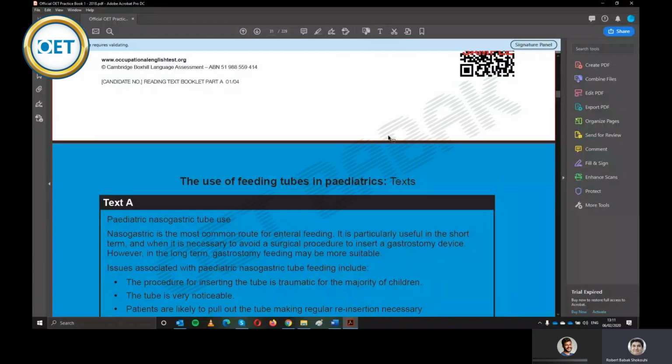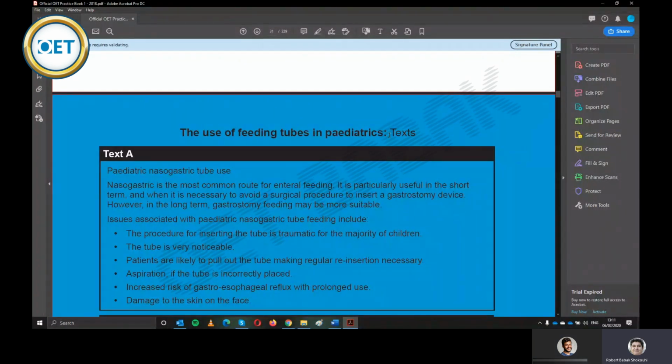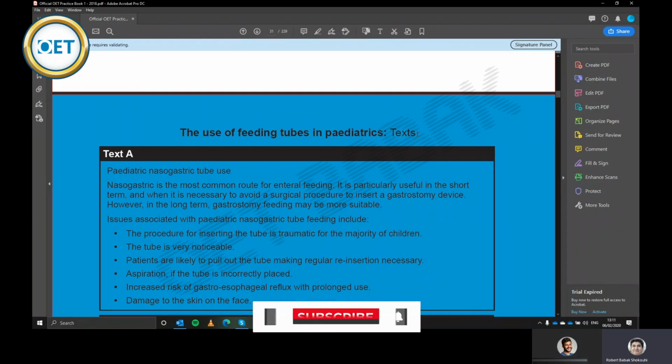The first thing we do is to survey the text. Okay, so this is how I survey. I say the use of feeding tubes in pediatrics. Okay, so feeding tubes, pediatrics. These are the main words.